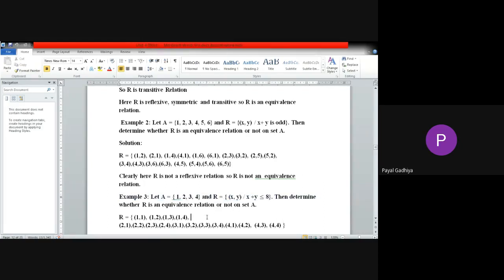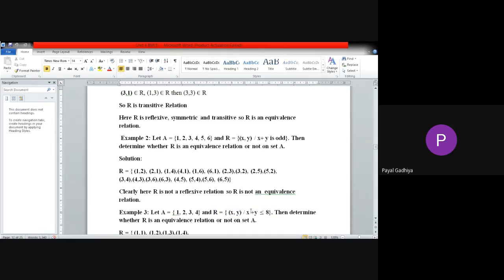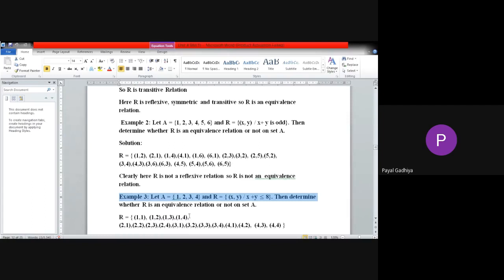So this is the next example. R is the relation where x plus y is less than 8. Do one thing: take a screenshot of this question and try to do it in your homework.